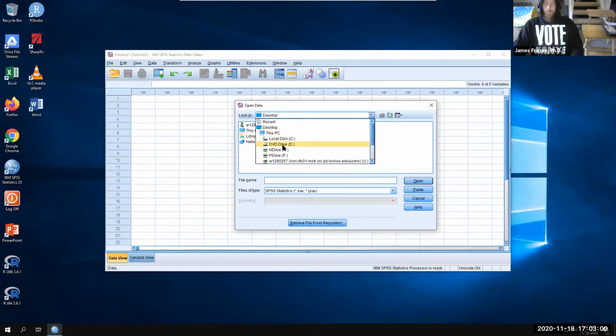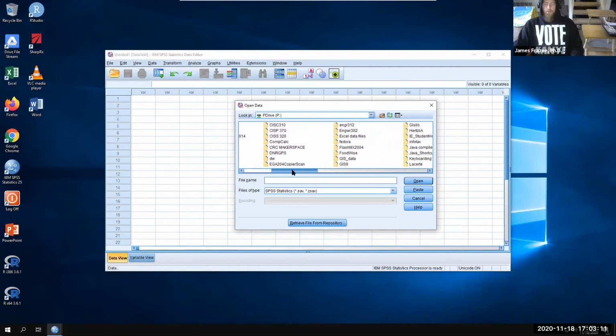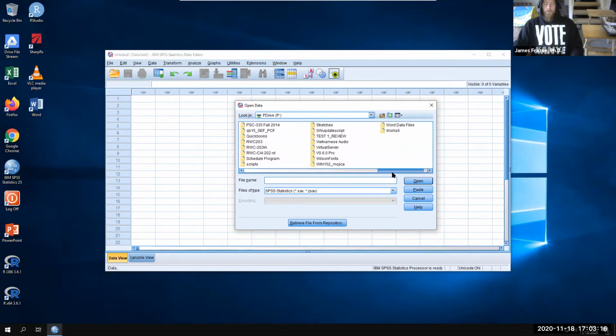Drop-down menu, and you'll find the P drive, the P for public. Click on the public, and you have all these folders in here. I want you to go almost all the way to the right. You can see the 203A here, but almost all the way to the right, so that you get to RWC-2031A. Double click on that or click on it and click Open.